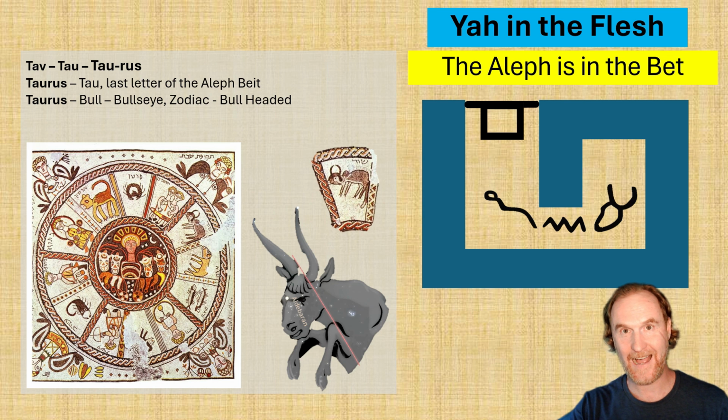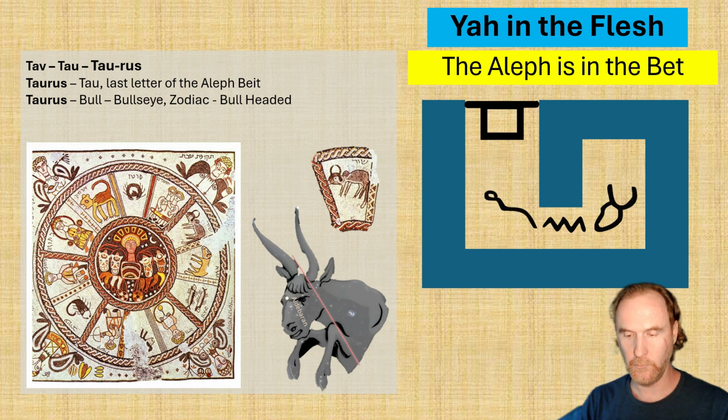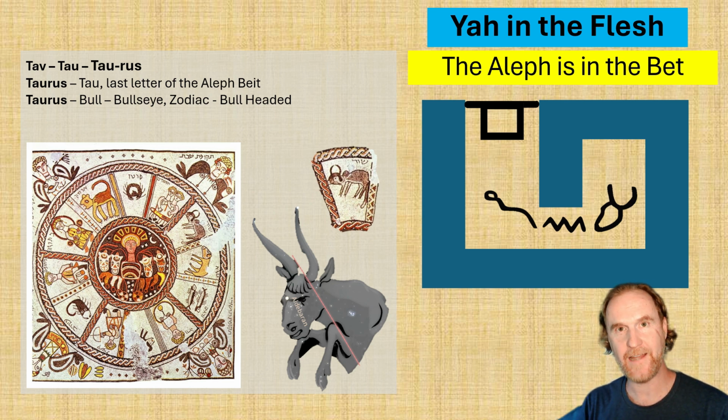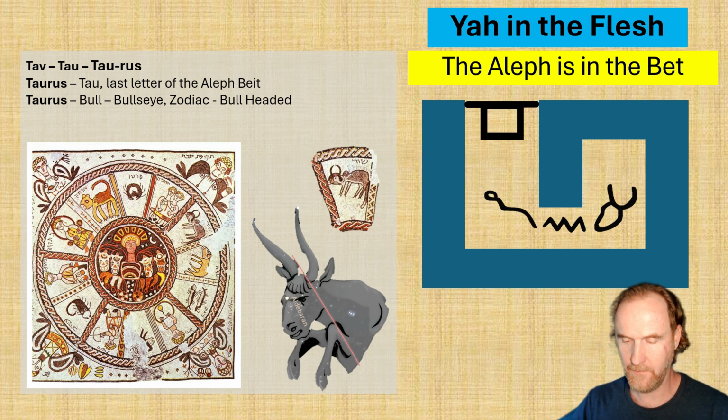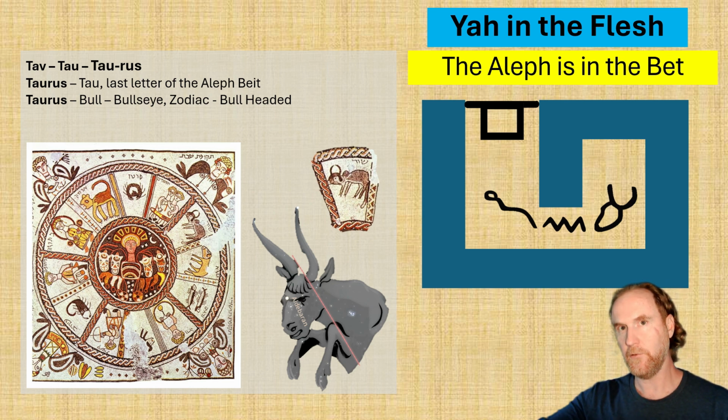People born in this time are said to have been bullheaded in a sense, right? And so we have this time period where creation started, Adam and Eve, and then we moved into Taurus, and we see these sacrifices of these bulls. And when Israel was taken out of Egypt, they worshipped the bull, right? They worshipped the Aleph, the physical, they worshipped the actual creation instead of the creator.